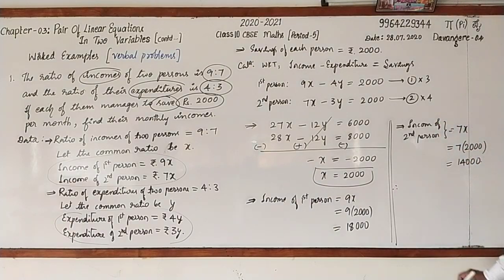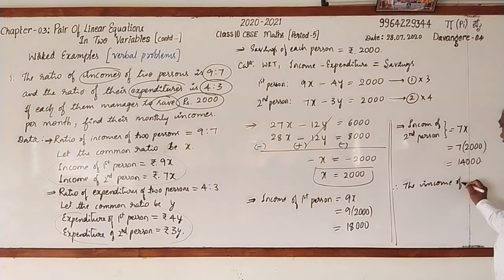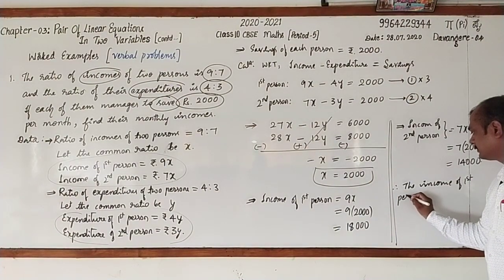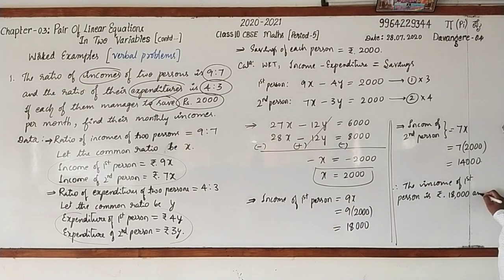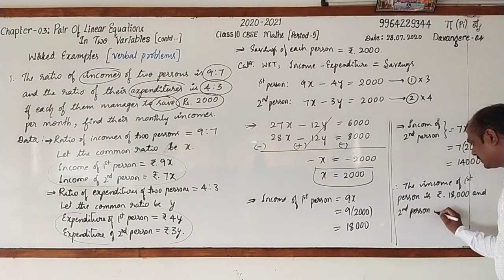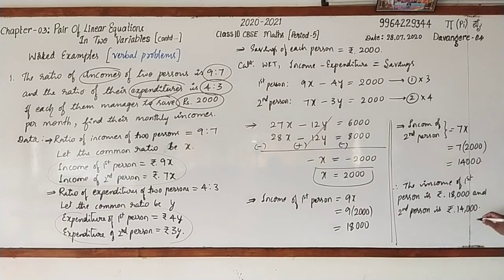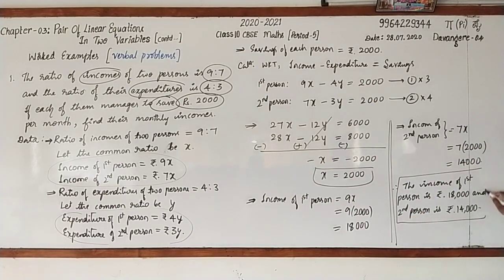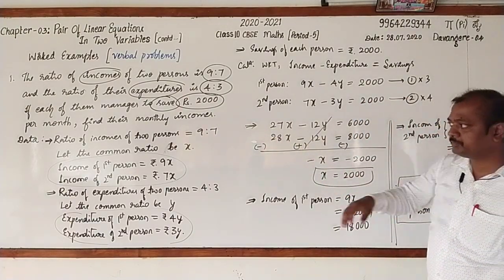Conclusion. Therefore, the income of the first person is rupees 18,000 and the second person is rupees 14,000. Clear? Yes. Please copy from there to here, and copy this.